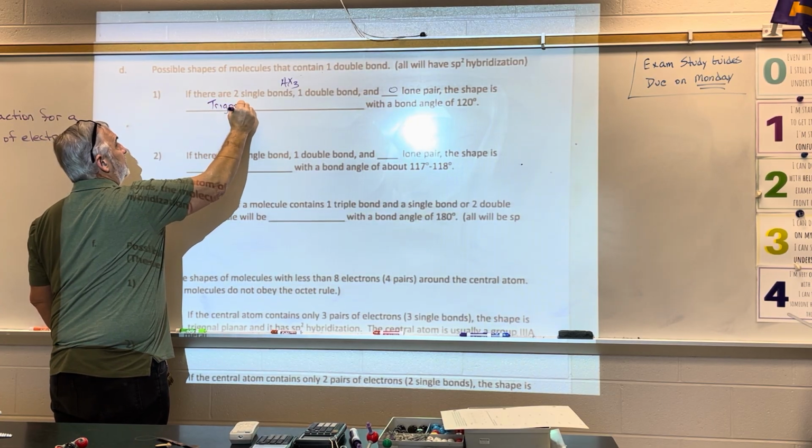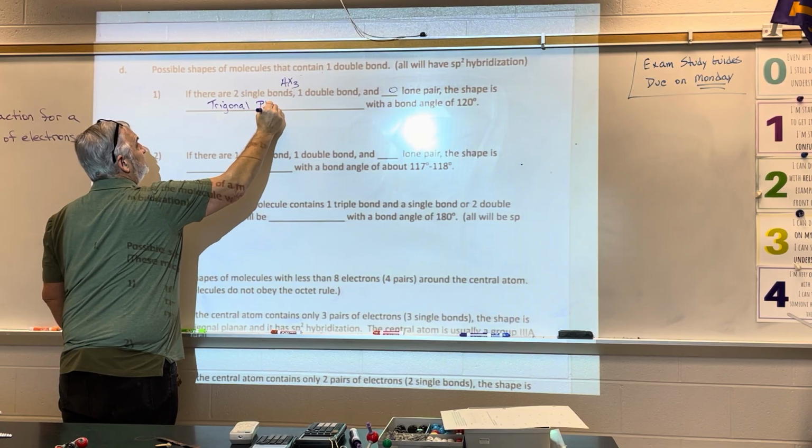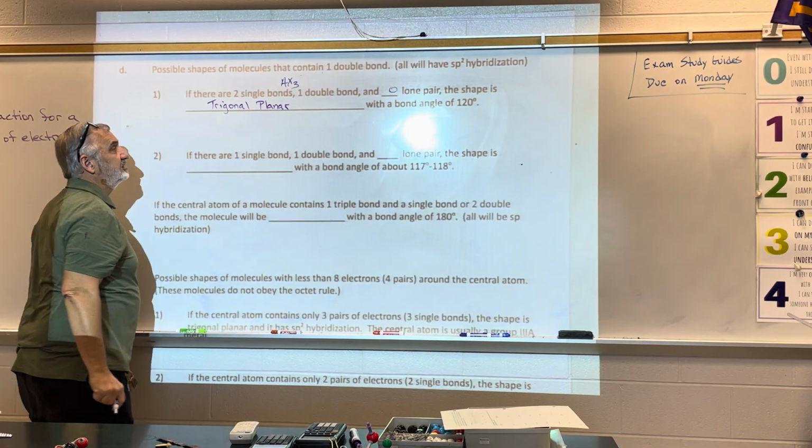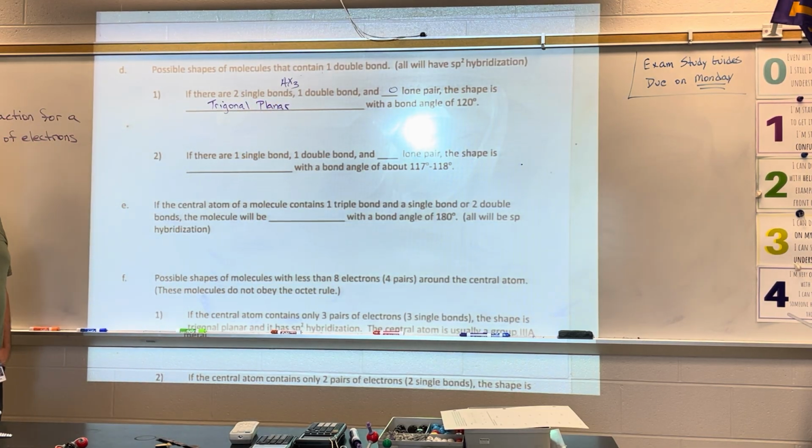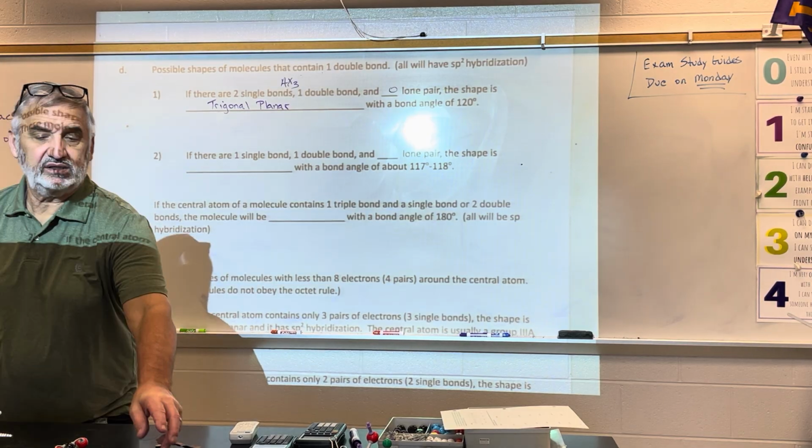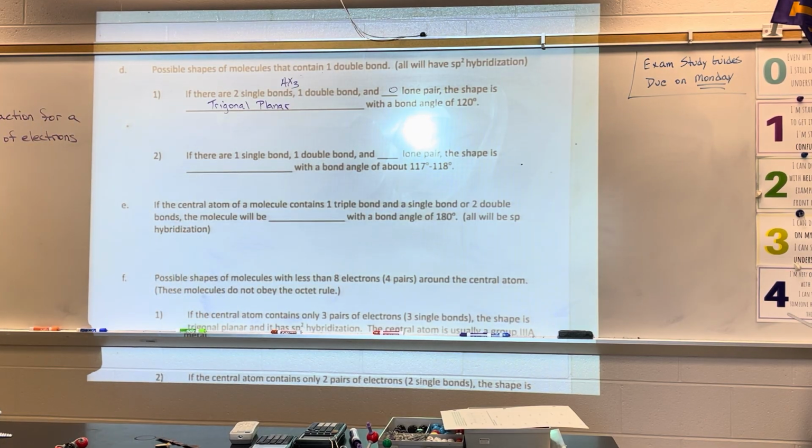Trigonal? Planar. What does planar mean? Flat. Okay? And your bond angle is 120. That's going to be this. Okay? Your 120, 120, 120, all on the inside. The interior angles of a triangle are 120. They add up to 360, a circle. You take geometry so you can apply it to a real subject. Okay?